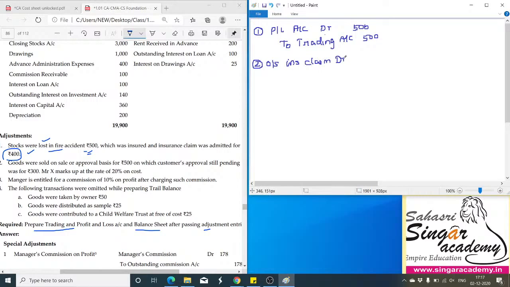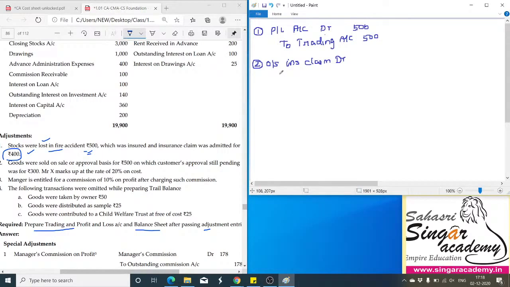Of course, that insurance claim is ultimately transferable to the P&L account, so you can directly post that to the P&L account. That way also you can do. Or you can do two entries like outstanding insurance claim account debit to insurance claim, and later that insurance claim can be transferred to the P&L account. Both ways you can pass. Is it clear?